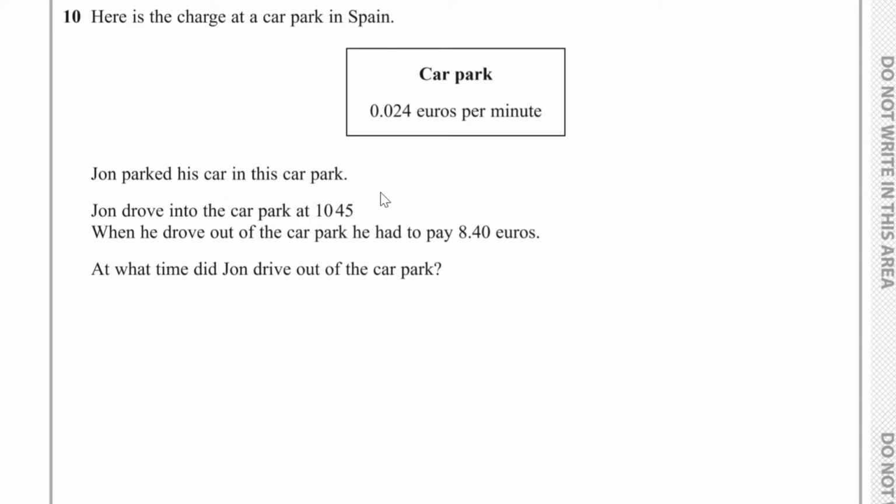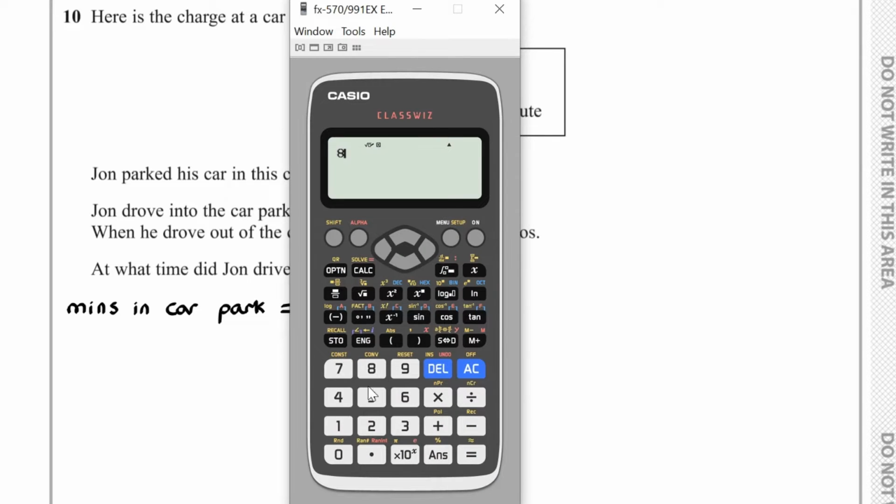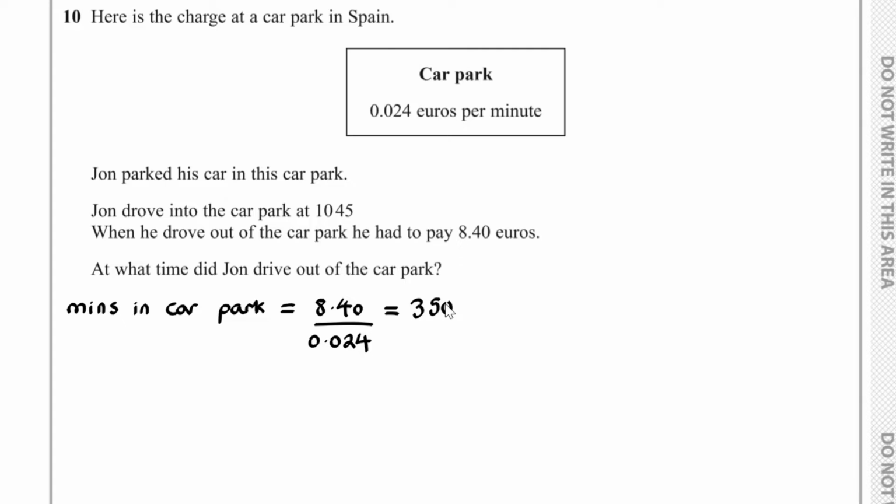Well, we can find out the total number of minutes he stayed in the car park. So the number of minutes in the car park, we have 840 divided by 0.024, and if we work this out, 840 divided by 0.024 it turns out we get 350 minutes. So he's staying in the car park for 350 minutes. He arrives at 10:45 AM and he's staying for 350 minutes.